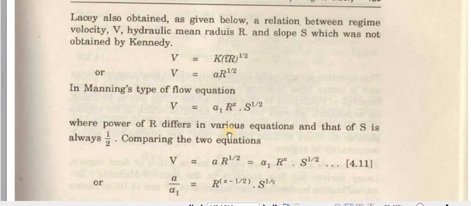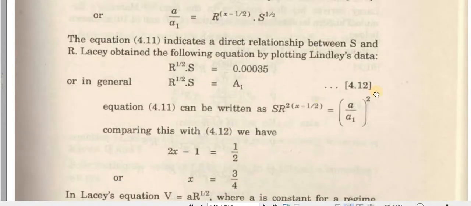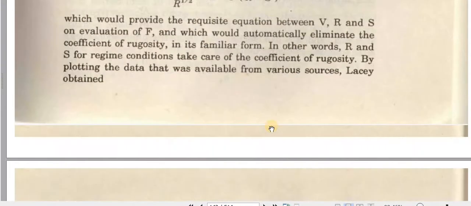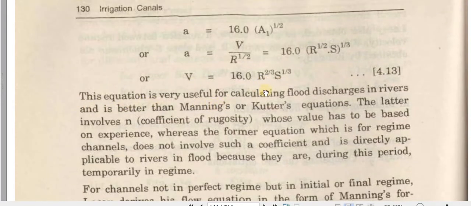And there are further equations in Lacey regime theory, like equation 4.12 and equation 4.13. He derived the equation V = 16 R^(2/3) S^(1/3). This equation is very useful for calculating flood discharge in rivers. So in rivers we can use these equations for large discharge, and it is better than the Manning-Strickler equation. The latter involves the Manning coefficient n, whose value has to be based on experience.